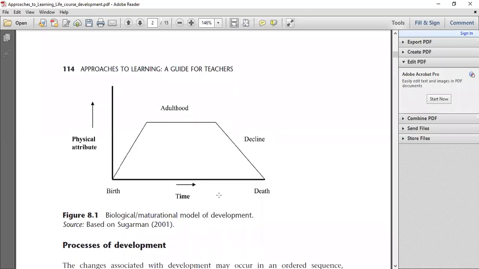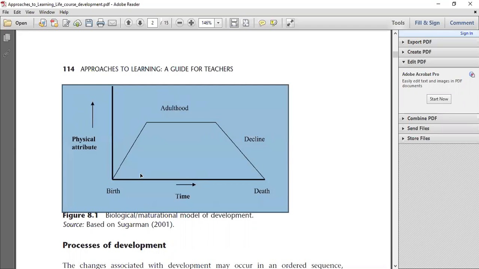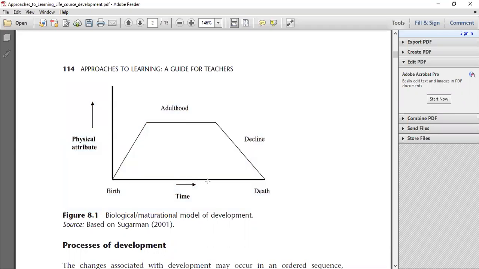Now, as you can see, the biological development model says that from the time of birth till the time of death, there is a certain pattern that you can see here, so there is a timeline here. This is what you can do, what you cannot do, adulthood, and from there you start. This is the maximum that you can do, and after that it starts to decline.